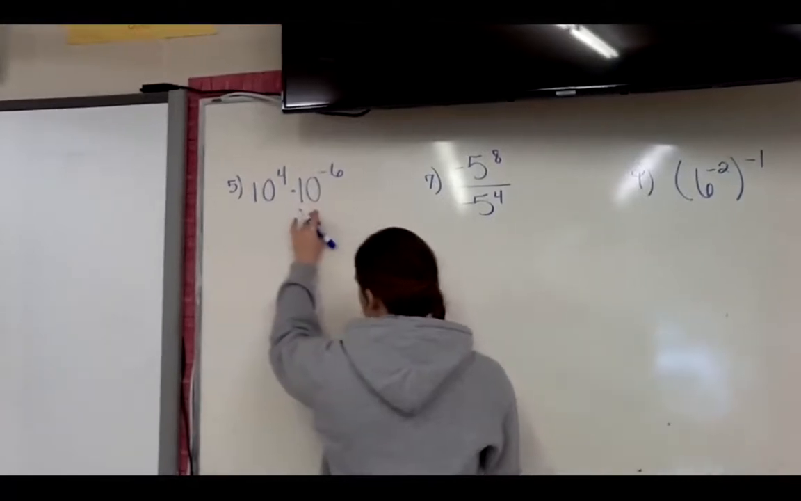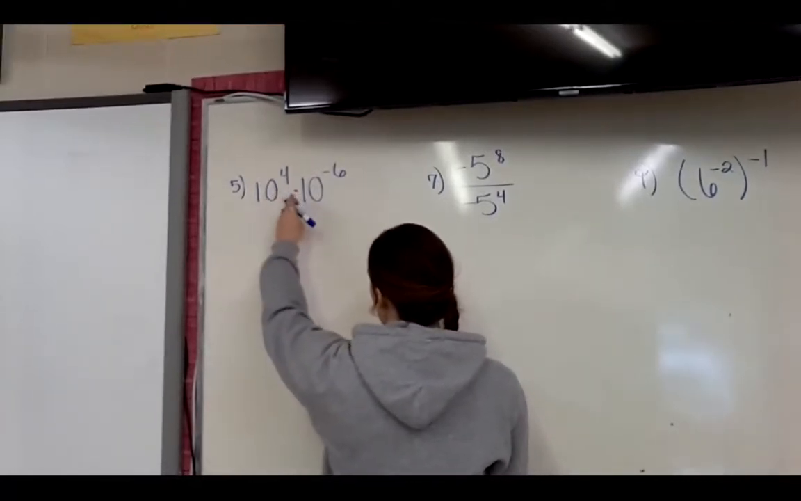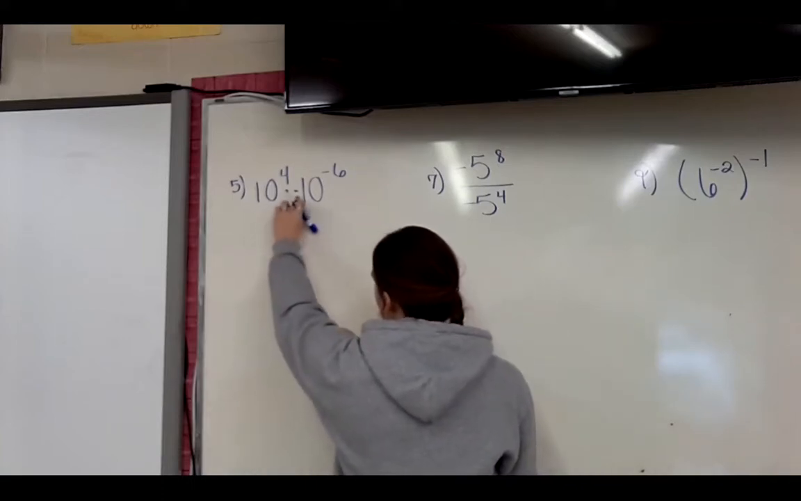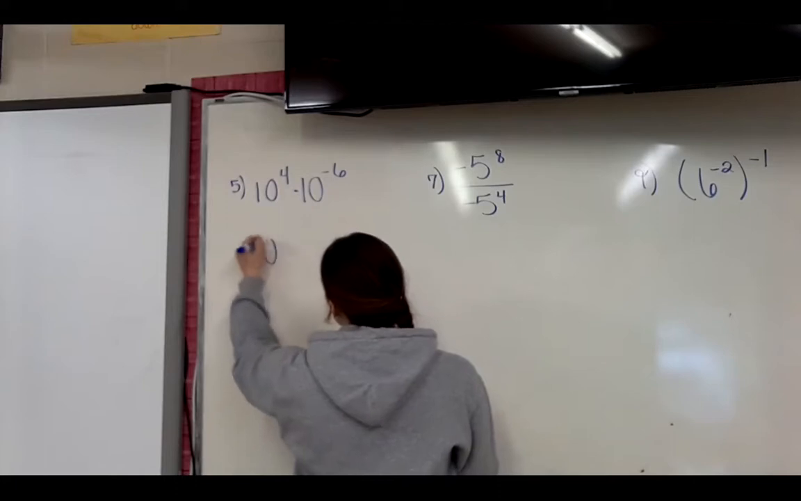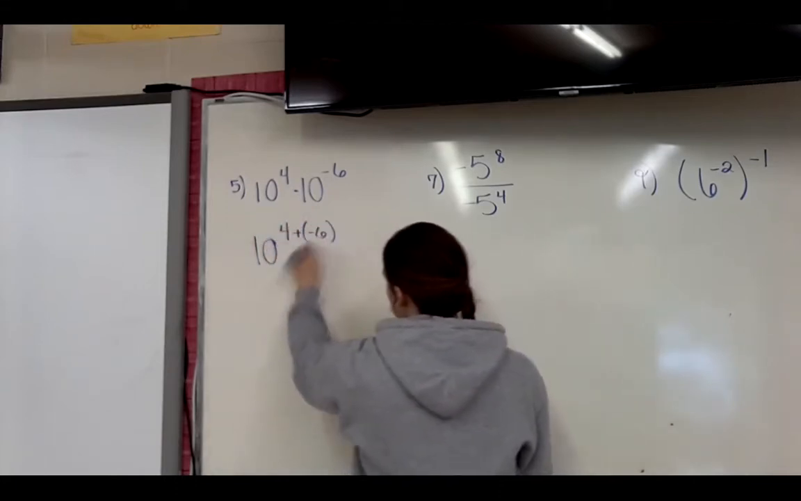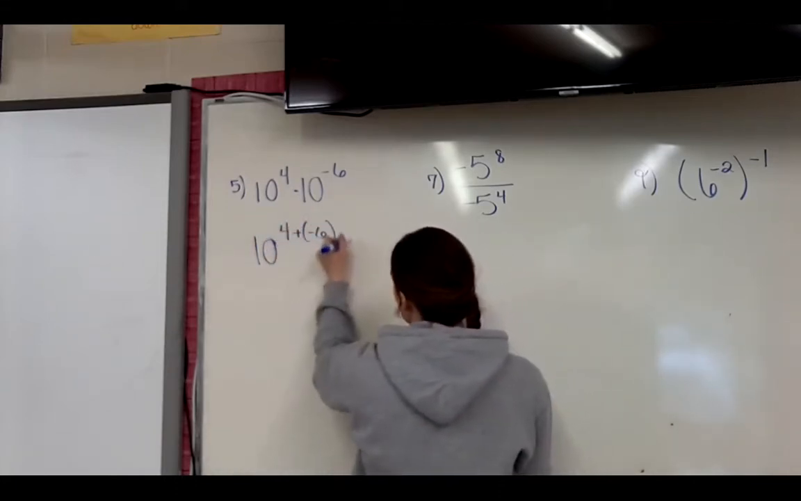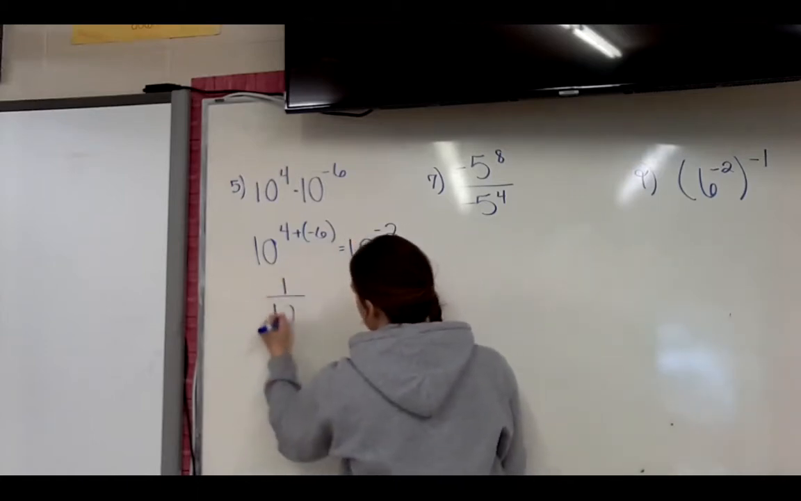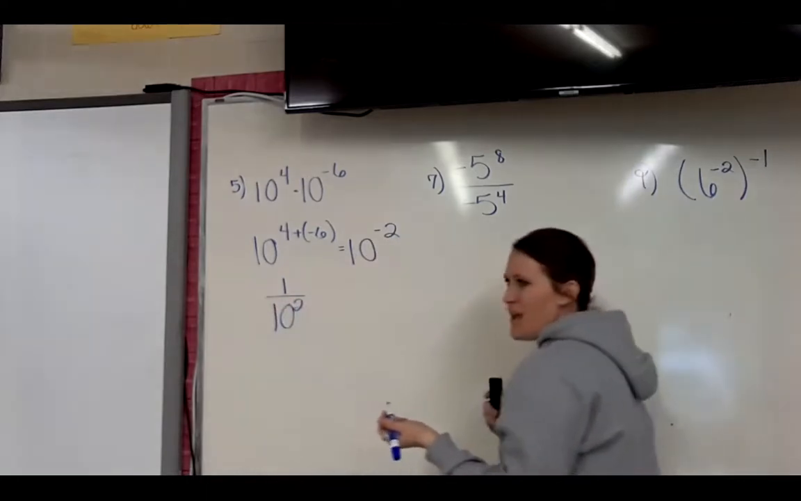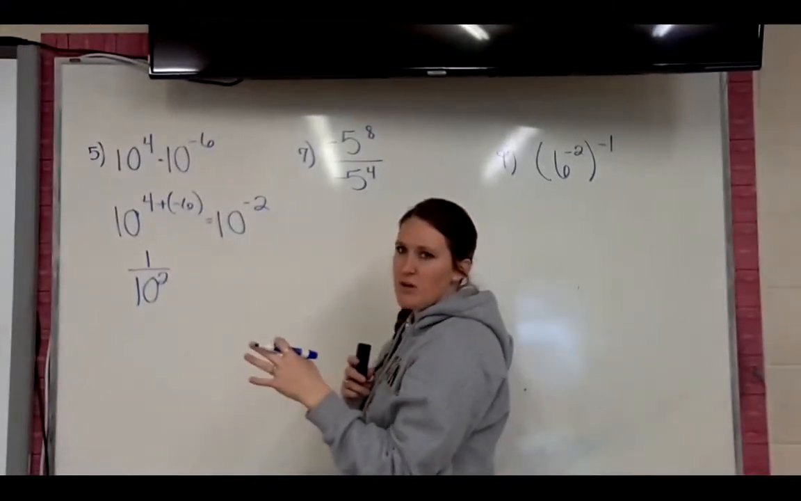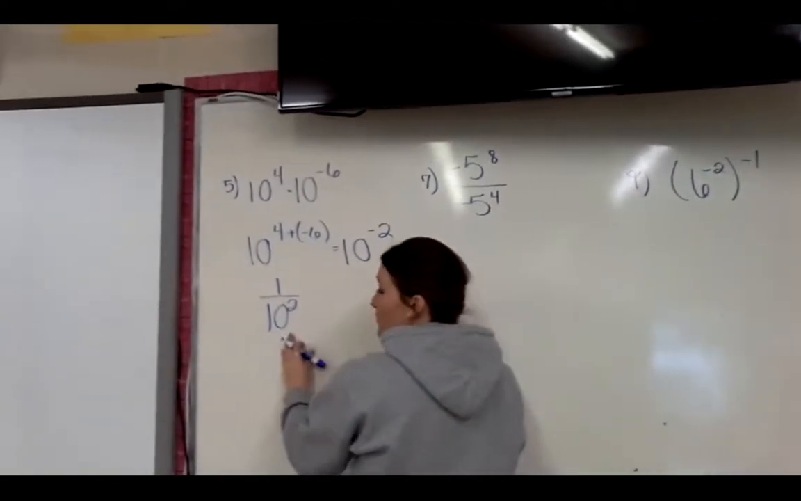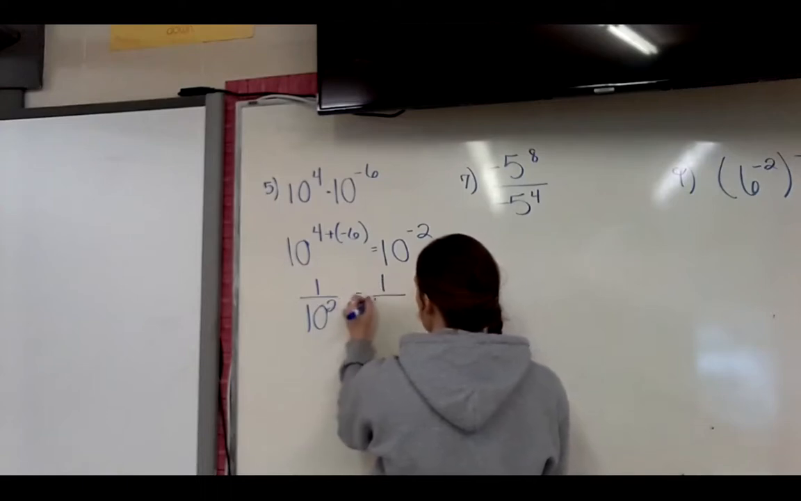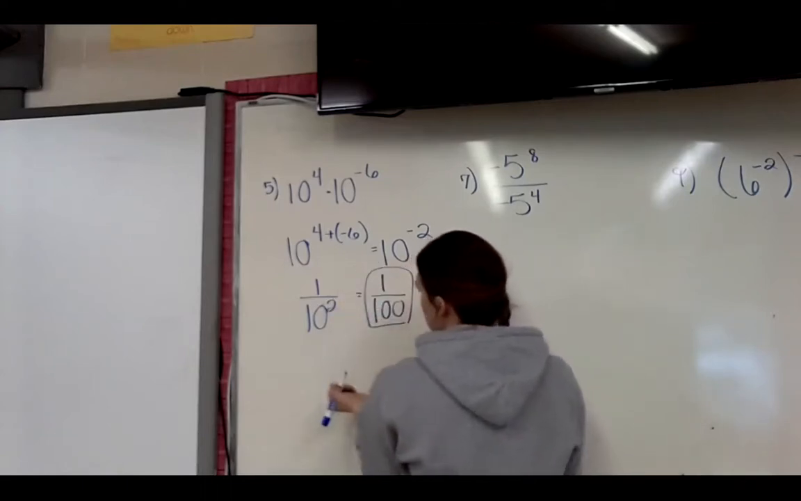This has the same base, and they're being multiplied, so 10 to the fourth power times 10 to the negative sixth power. Since they both have a base of 10 and it's being multiplied, you add your exponents. 4 plus negative 6 is negative 2. So 10 to the negative second power, so that would be 1 over 10 to the second power. I can't remember if it said to solve all the way or just leave with a positive exponent, so I'll go ahead and do both. 10 to the second power is 10 times 10, so 1 over 100.